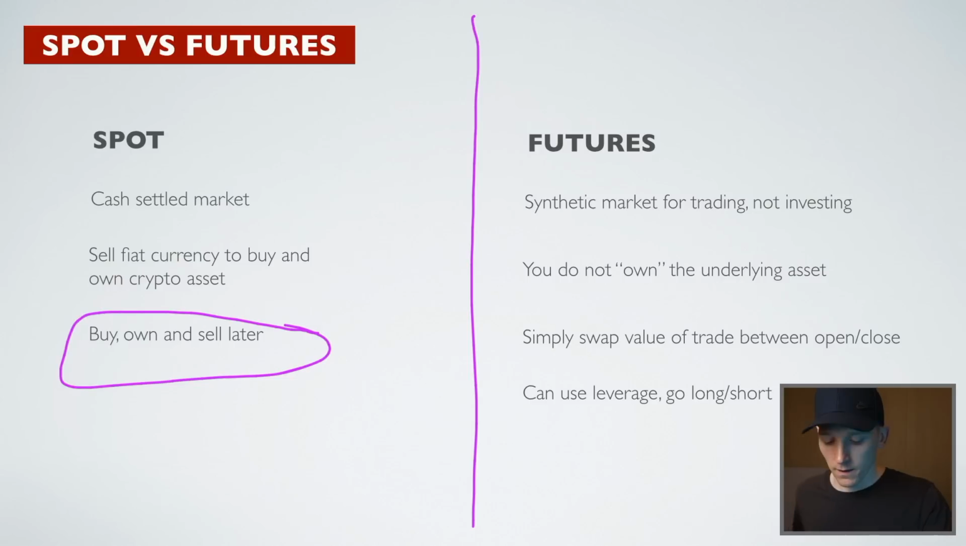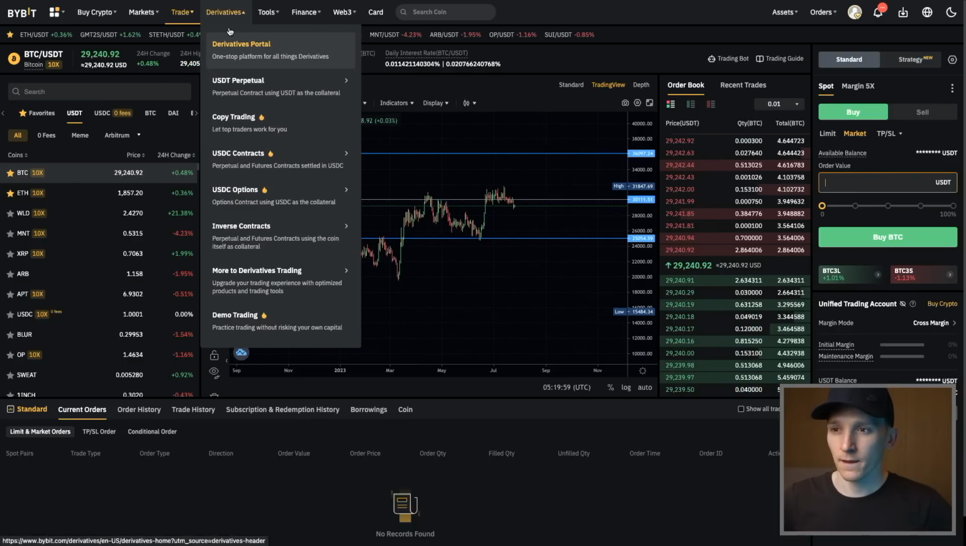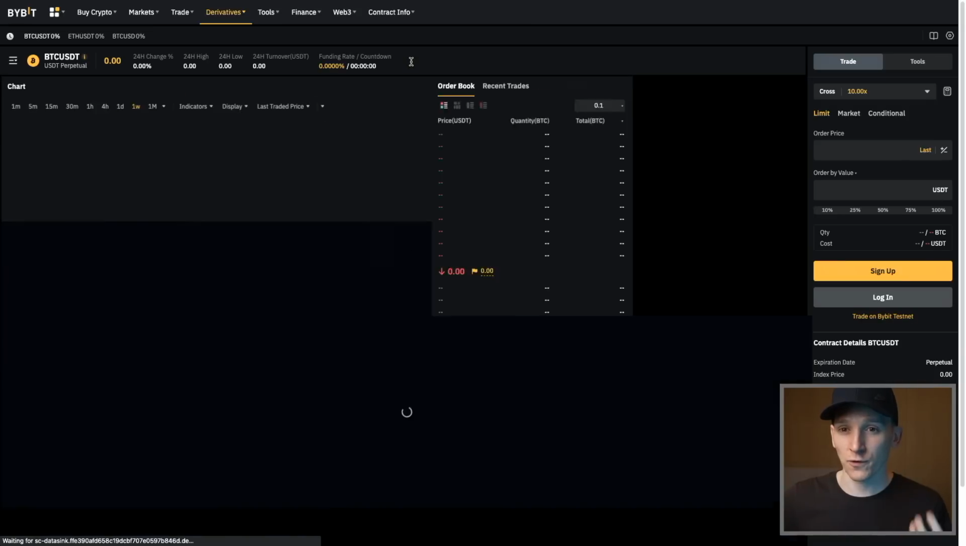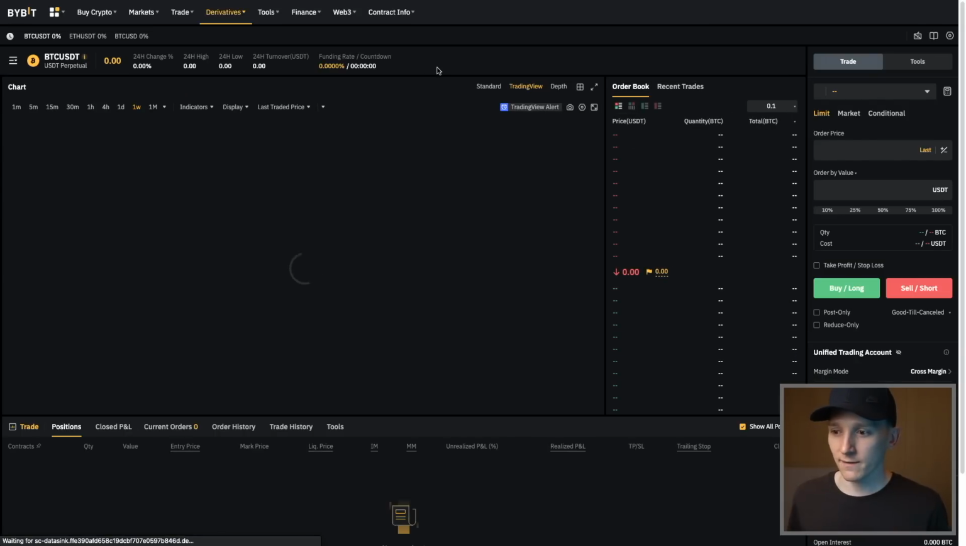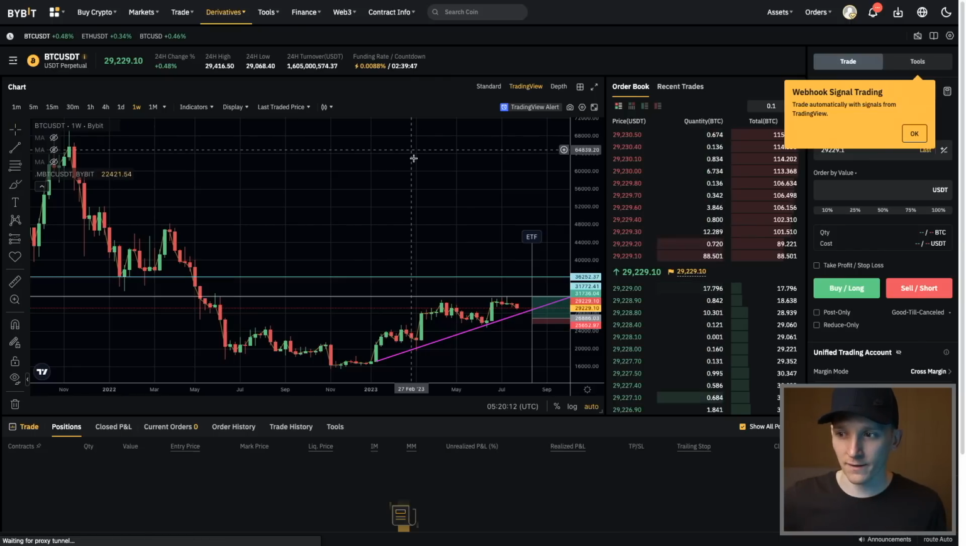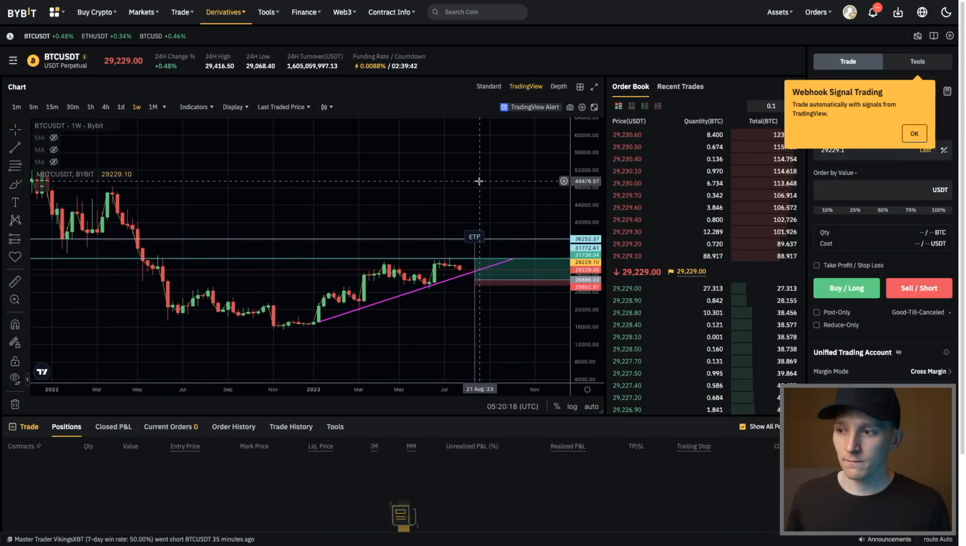In the futures market, this is known as a derivatives market. And the reason it's a derivatives market is because this is actually not the crypto at all. So what we're going to do is go to derivatives, and then we're looking at Bitcoin against US dollar tether, but we're actually trading a futures contract. So what this really is, is a synthetic contract on an exchange that tracks the price of a cryptocurrency. So when you trade this, you are not owning the crypto, you're not taking custody of the crypto, you can't do anything with the crypto once you have a position.